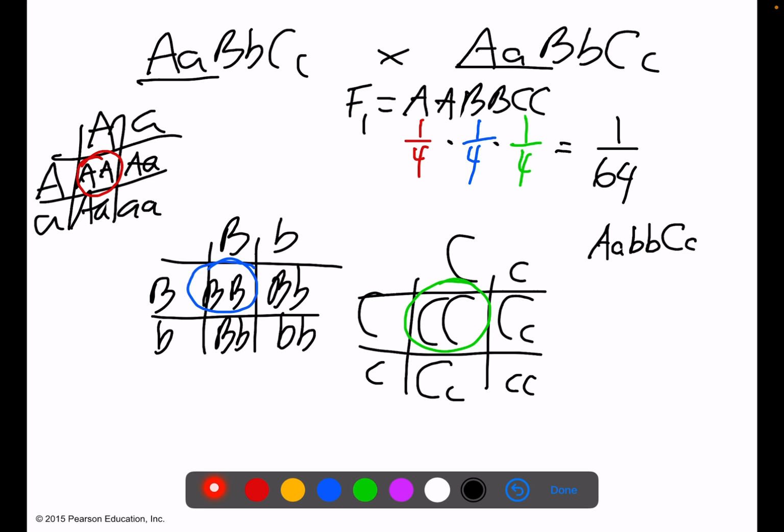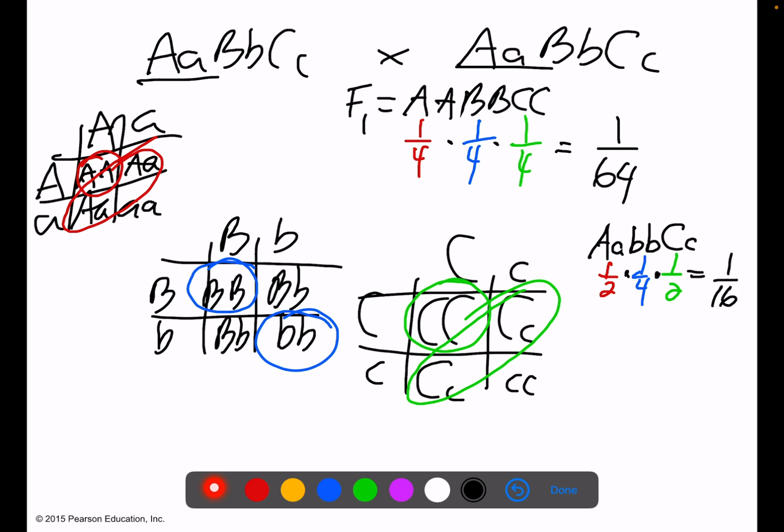Okay, well, let's just go back and look at the same Punnett squares. What are the chances of getting big A, little a? Looks like it's 1/2. What are the chances of getting little b, little b? Looks like that's 1/4. And what are the chances of getting big C, little c? Looks like that's 1/2, right? So we do our math. 1 times 1 times 1 is 1. 2 times 4 is 8. Times 2 is 16. Remember, don't add. Multiply. This is the law of multiplication.